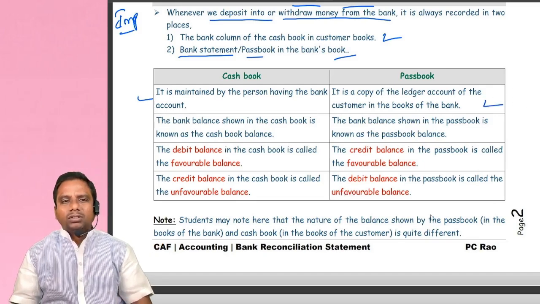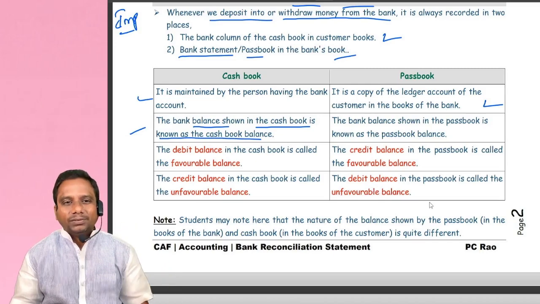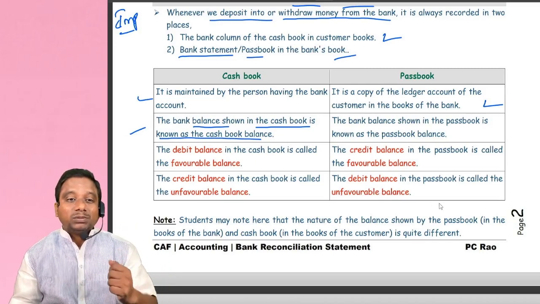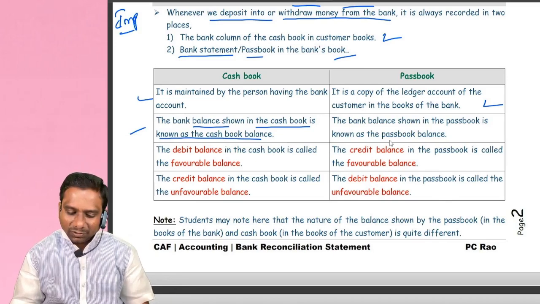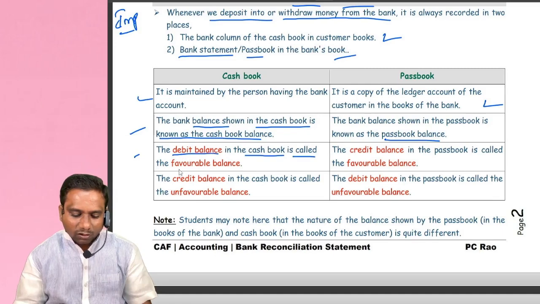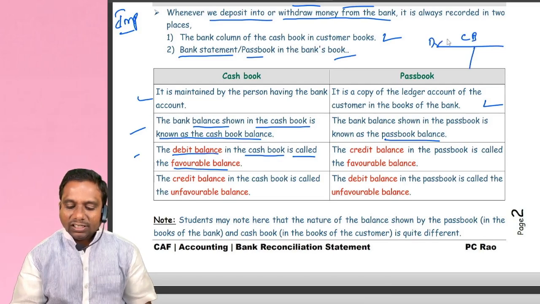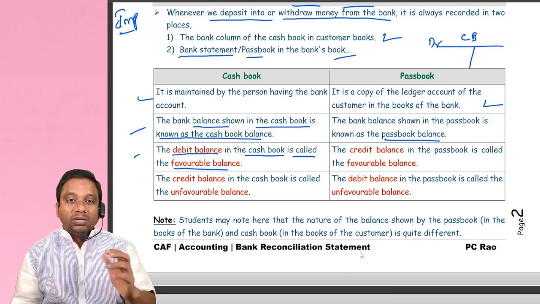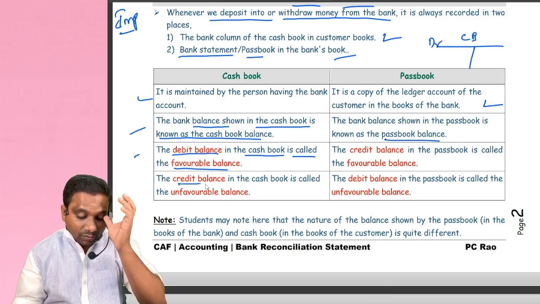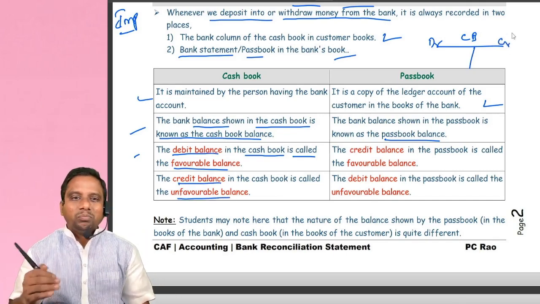Who will maintain the passbook? The bank will maintain the passbook. Next, the bank balance shown in the cash book is known as the cash book balance, but the bank balance shown in the passbook is the passbook balance. Next, the debit balance in the cash book is called favorable. See, debit side is more, debit side means receipts are more, means favorable. If it is a credit balance, then unfavorable. Credit balance means credit side is more, and on the credit side we write payments, so automatically it is an unfavorable balance.